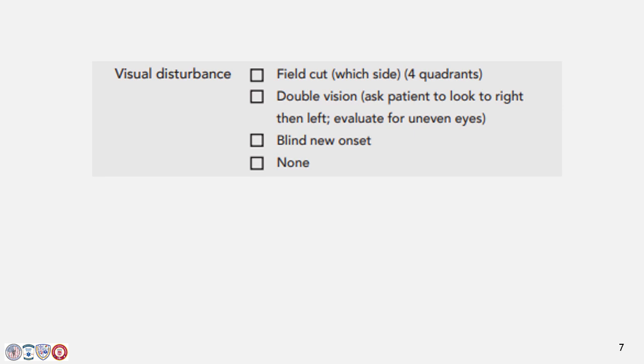Double vision, tracking of the eyes, all the way left, all the way right, or new onset inability to track, or new onset blindness. Those are all VAN positive for vision findings.